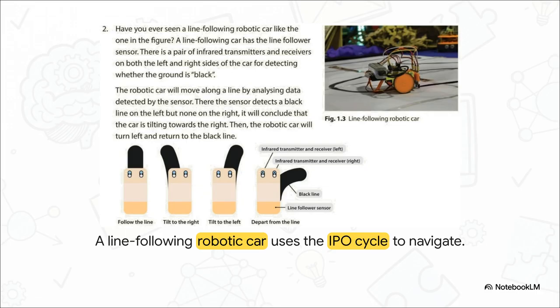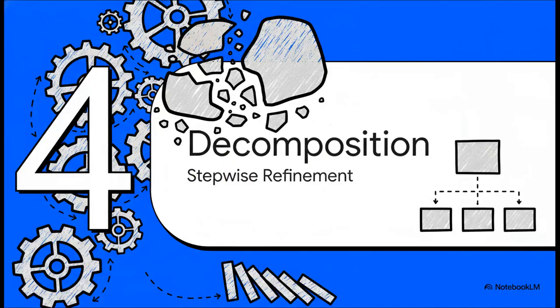If the sensor detects a black line on the left, but nothing on the right, the process is the algorithm analyzing that data and concluding, the car is tilting too far to the right. The output is then the command sent directly to the motors to turn the car left, bringing it right back onto the line. All right, Section 4, decomposing complex problems, stepwise refinement.